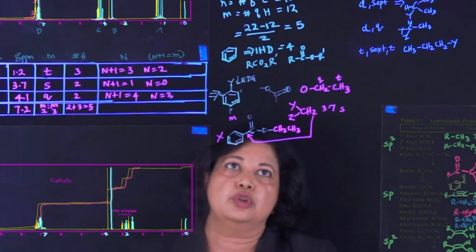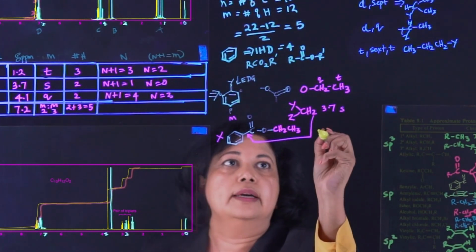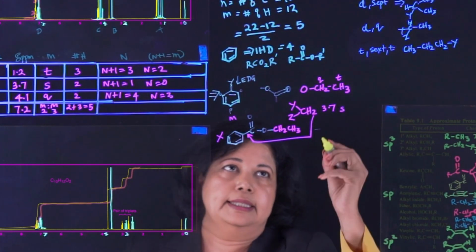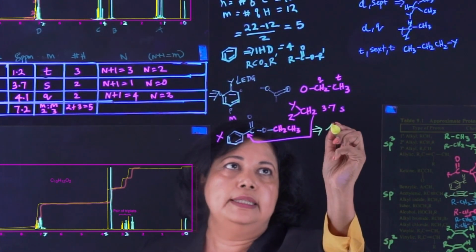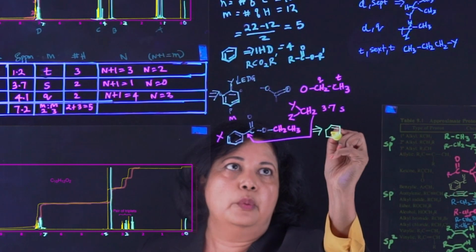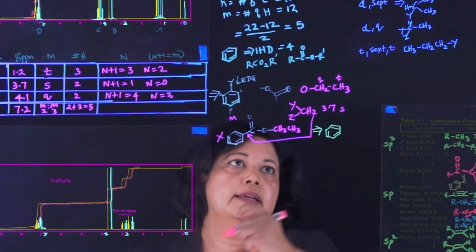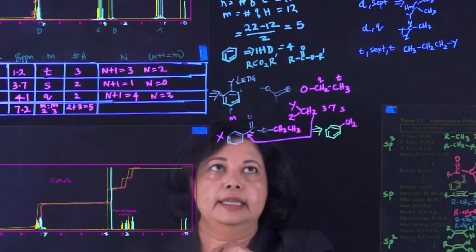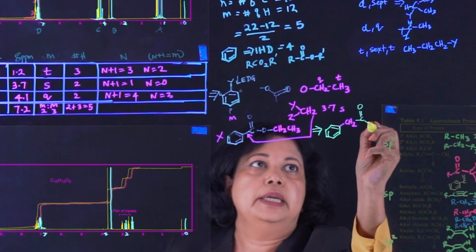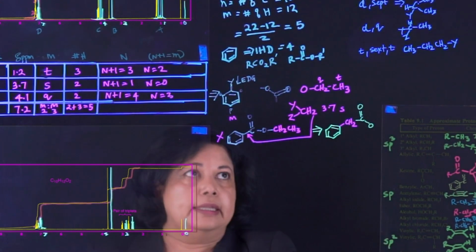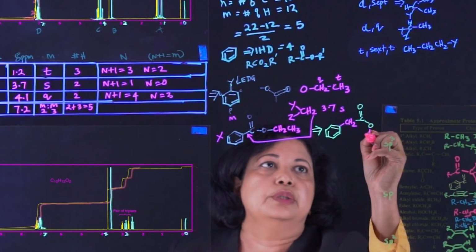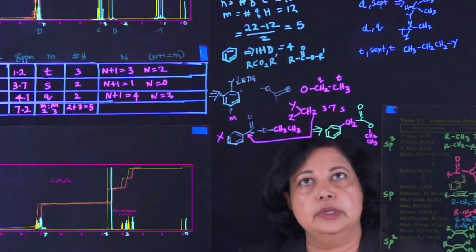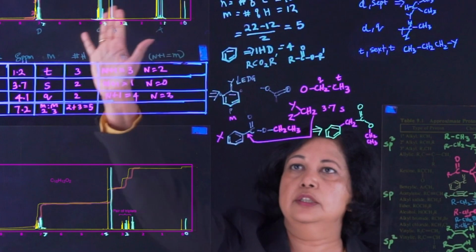Let's correct that structure and draw it out. So putting all that information together, you would get a benzene with a CH2 next to it. That would be your singlet. And that is connected to a carbonyl here. And this is then directly connected to a CH2, CH3. So that would account for all of the things that you see in the spectra.